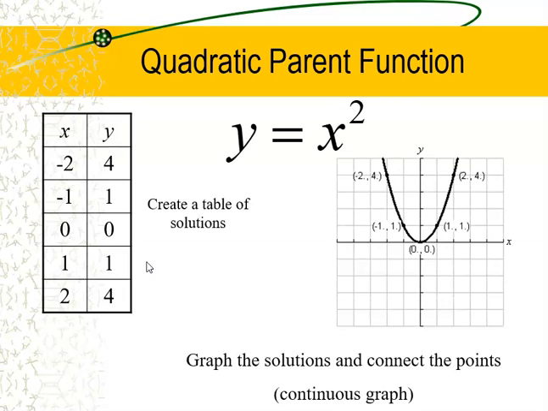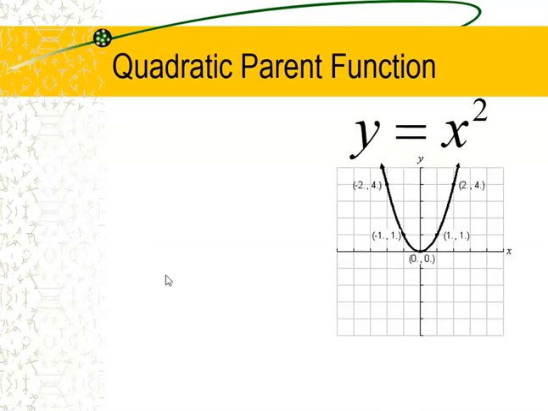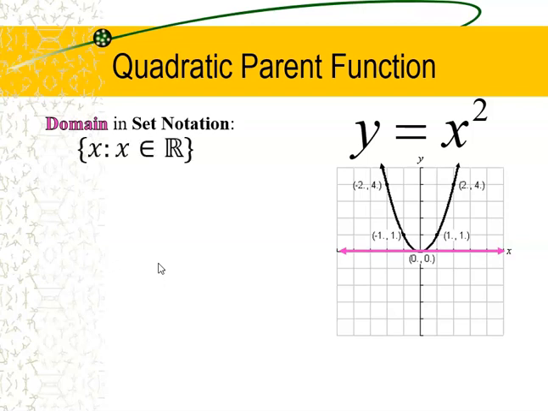This is also a continuous graph. We do want to connect the dots on the graph, and the domain for this graph is actually the same as the domain for the linear parent function, because the graph does go left forever and it goes right forever. So you would use the same notation and basically the same domain.